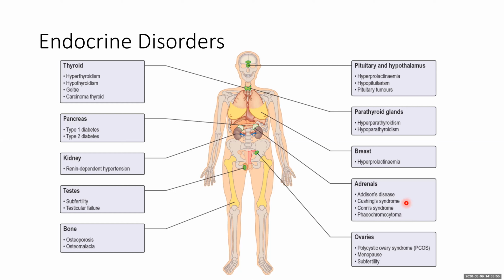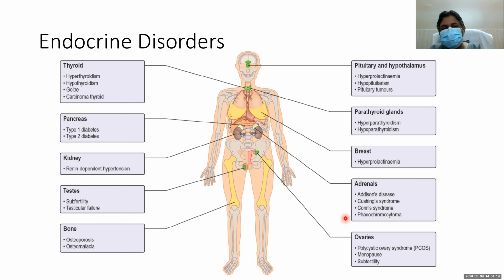My next lecture would be on Addison's. Probably you would have a lecture on Conn's as well, if I remember. So all these glands are associated with some of the diseases. Broadly speaking, these diseases would be either a hyperfunctioning hormone disease or a hypofunctioning hormone disease.